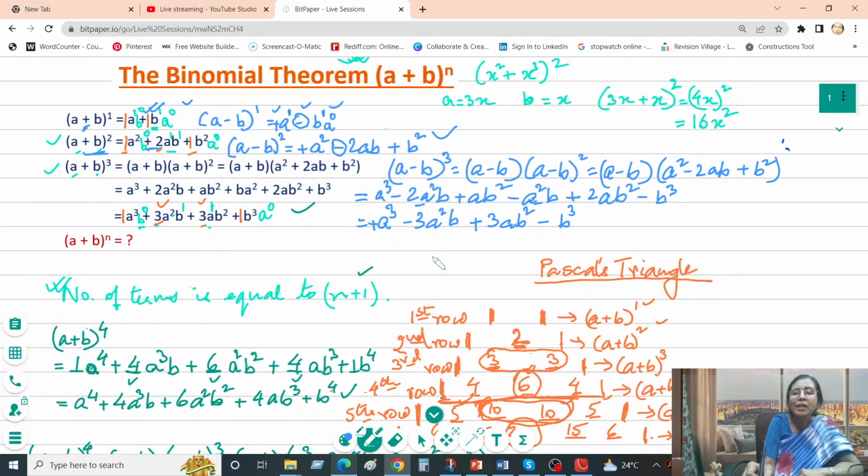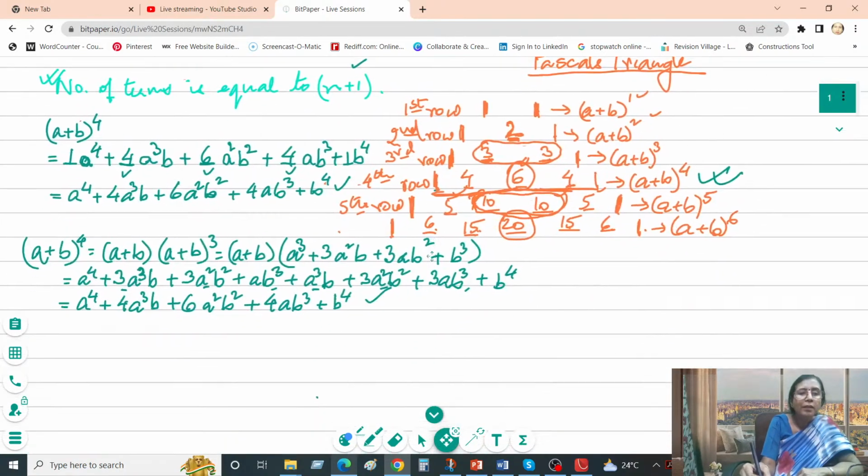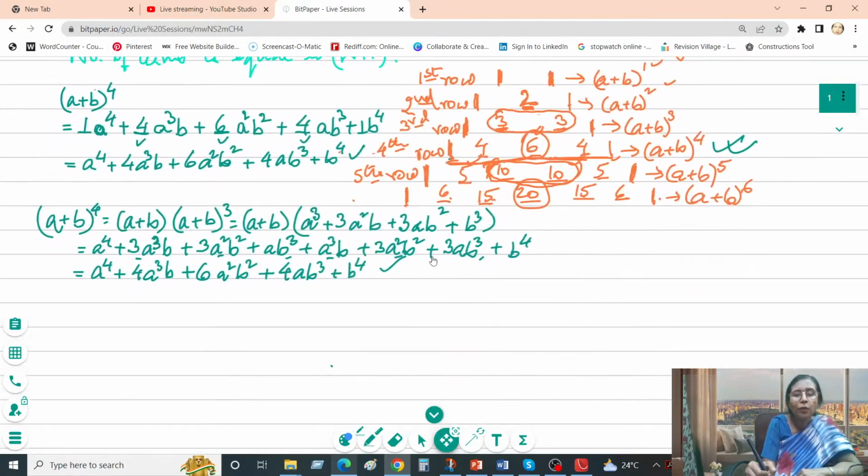But then the signs go on alternating. Plus minus, always the signs will be alternating. This is the only difference between (a+b)^n and (a-b)^n. So, if you have this (a+b)^4, we have got the expansion by both the ways, using the Pascal's triangle and by multiplication.